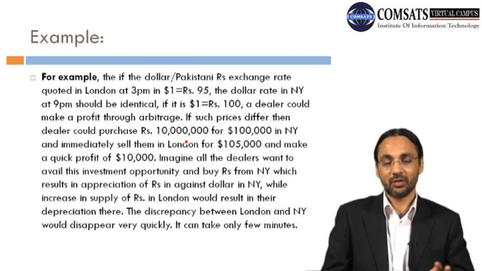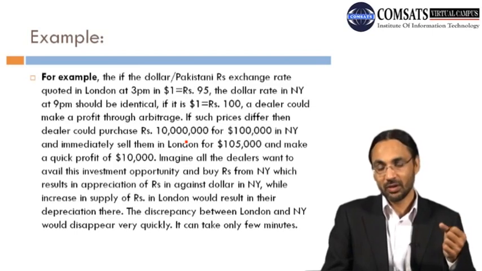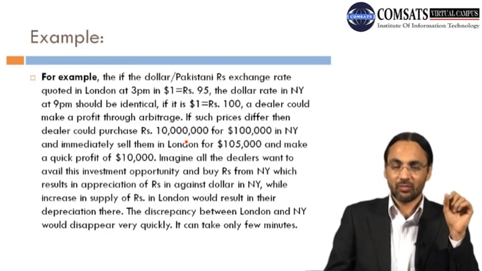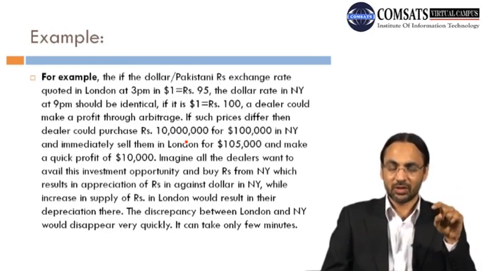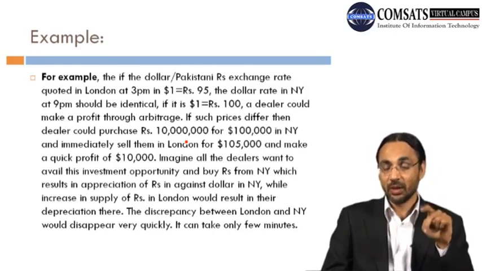For instance, if the dollar versus Pakistani rupee exchange rate quoted in London at 3 p.m. is $1 equal to 95 Pakistani rupees, and at the same time in New York, in the evening, it is $1 equal to 100 rupees. They are not quoted similarly, though they should be the same. Because they are not quoted similarly, now there will be arbitrage.